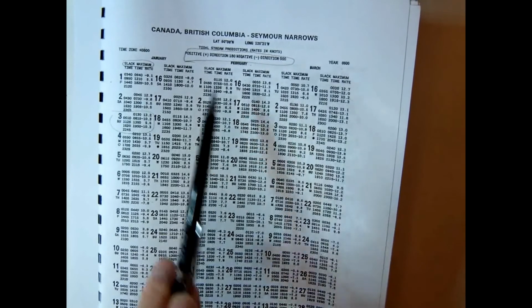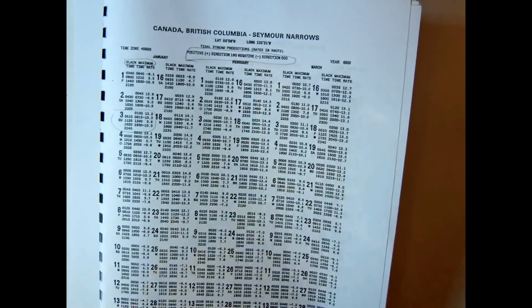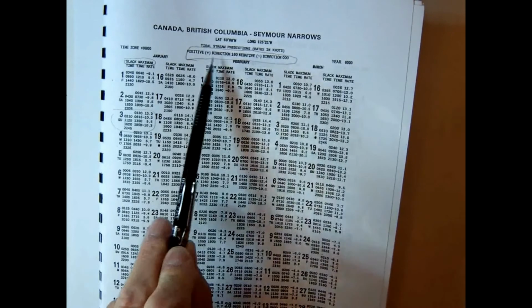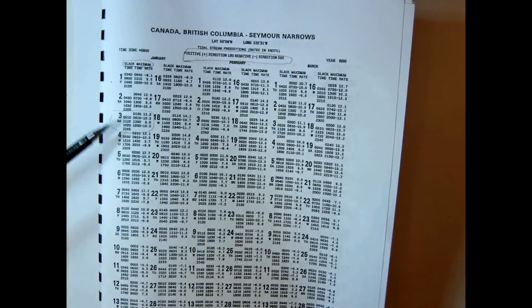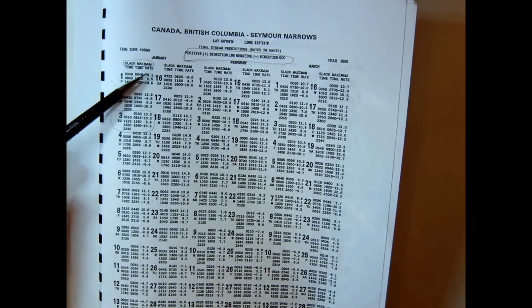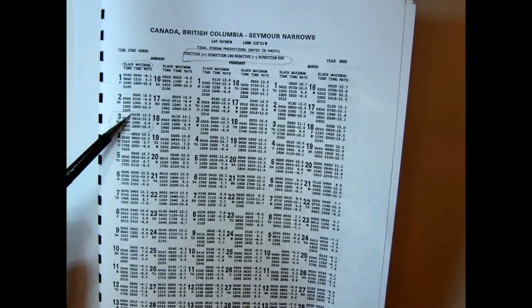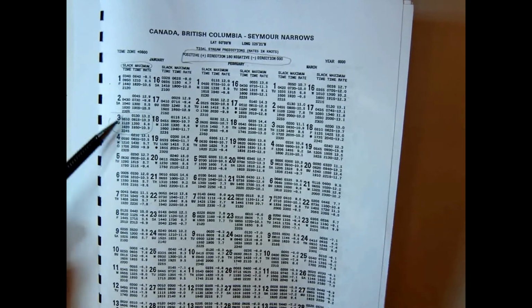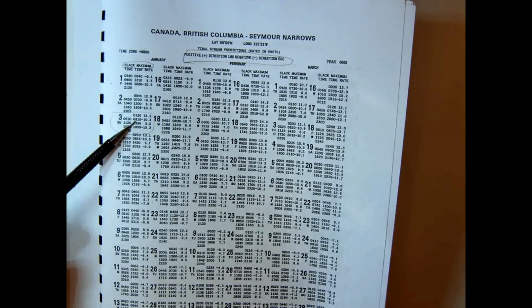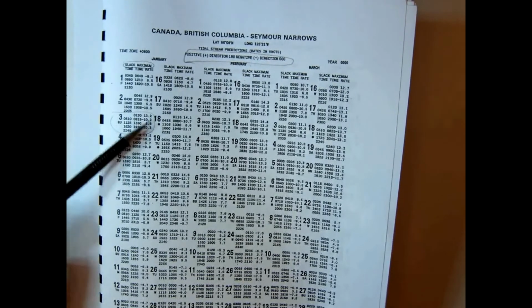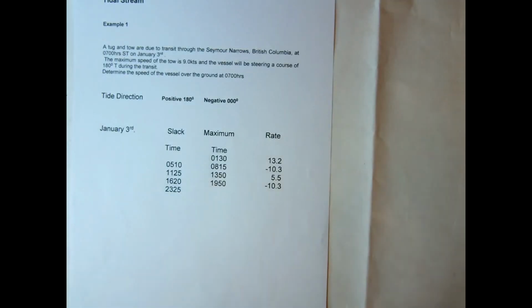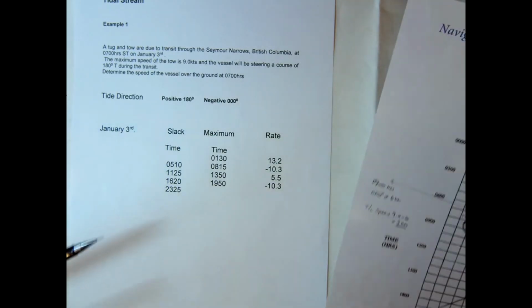So we need to go into the tables and look for Seymour Narrows, and we can see the direction there is 180 degrees, 0, so positive, negative. We go to the day, January the 3rd, and we can see it's written slack and maximum and the rate. So we can write maximum 13.2, slack 510, maximum 815, minus 10.3. So we write all these values down that are indicated there. And as you can see, I've written them all down and written positive 180, negative 0.